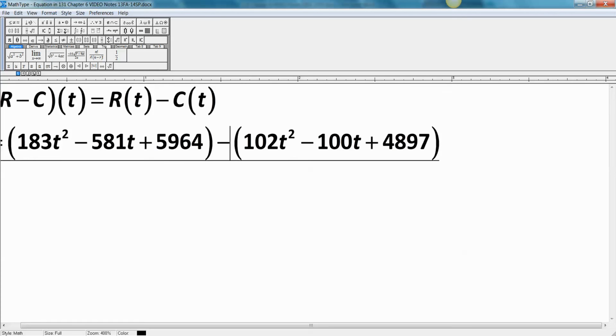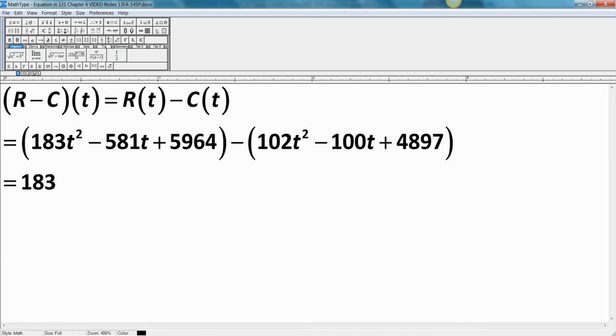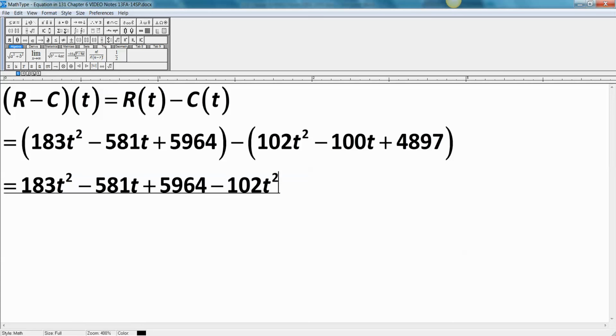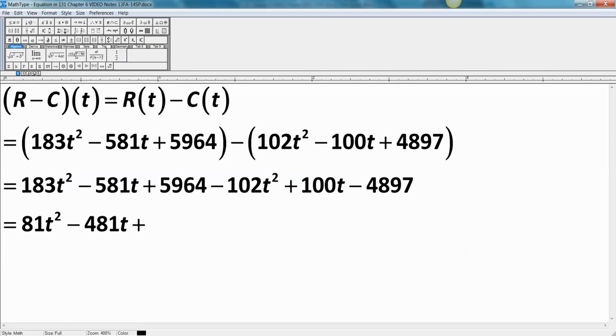Okay, so we're going to have to distribute that negative. So that's our next step. So it's 183t squared minus 581t plus 5964, take away 102t squared plus 100t, right? Because minus a minus 100, minus 4897. All right, now here's the 81. I was jumping the gun here. 183 take away 102 is 81. So it's 81t squared. Minus 581 plus 100 is minus 481t. Plus 5964 take away 4897. That's 1067. Just grab a calculator and you can find it. All right, so there's your profit function right here.